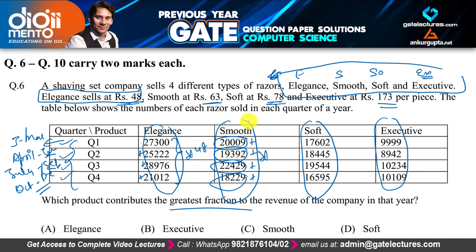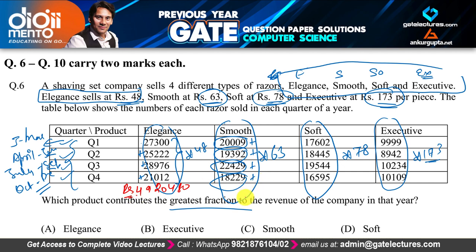Smooth, you add all of them and you multiply it by 63, because 63 is the selling price of Smooth. So you add all of them and you multiply it by 78. That is the selling price of Soft. And 173 is the selling price of Executive. Okay. After adding this, what will be the sum that you are going to get here? The sum that I've already calculated, Elegant is going to be 4920480. So this is the amount of rupees Elegant will be selling.